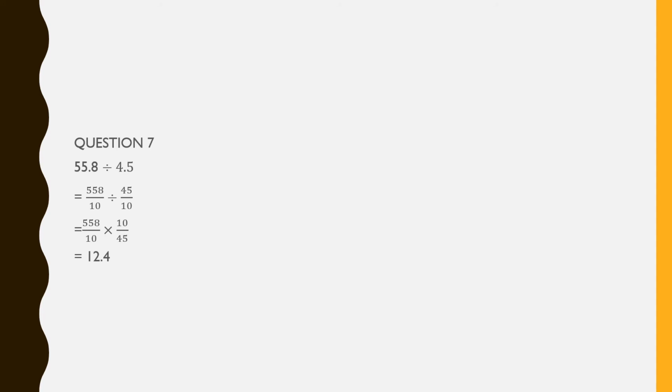Question 7. 55.8 divided by 4.5. As both the numbers are decimals, we will convert them into fractions, which shows 558 by 10 divided by 45 by 10.